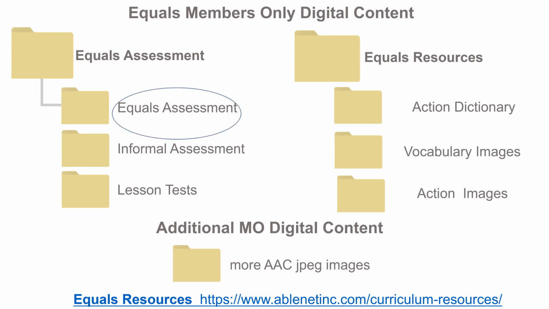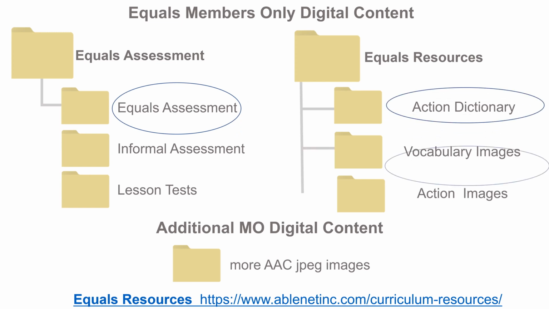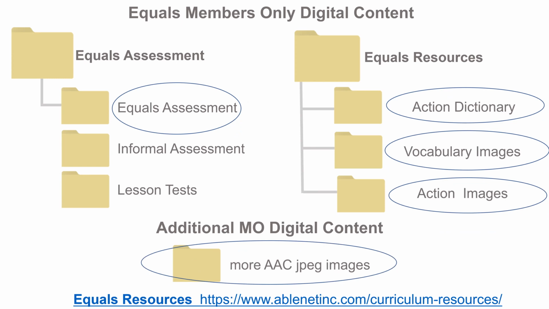The other folder is equals resources. That's where you find the action dictionary, and you find a set of vocabulary images and action images. But in additional members only content, you'll find even more. So those would refer to problems that are within the equals lessons. So these images work out really well in the lessons. There is a set of equals tools. And then there are actually the card images of vocabulary and action.